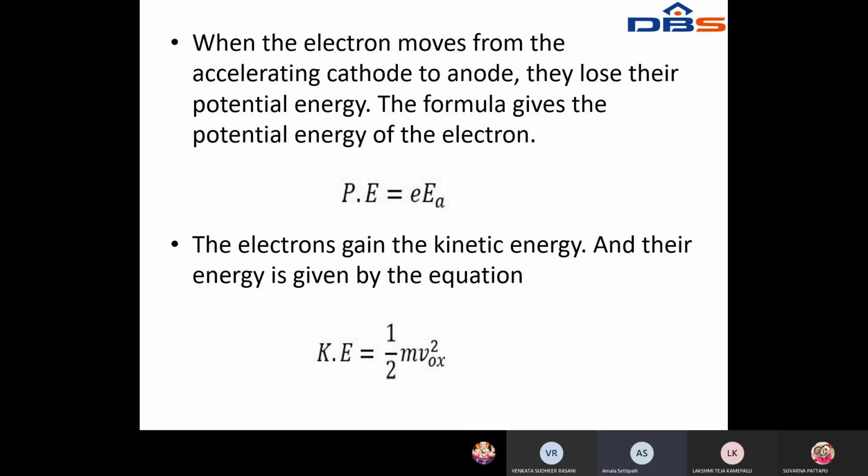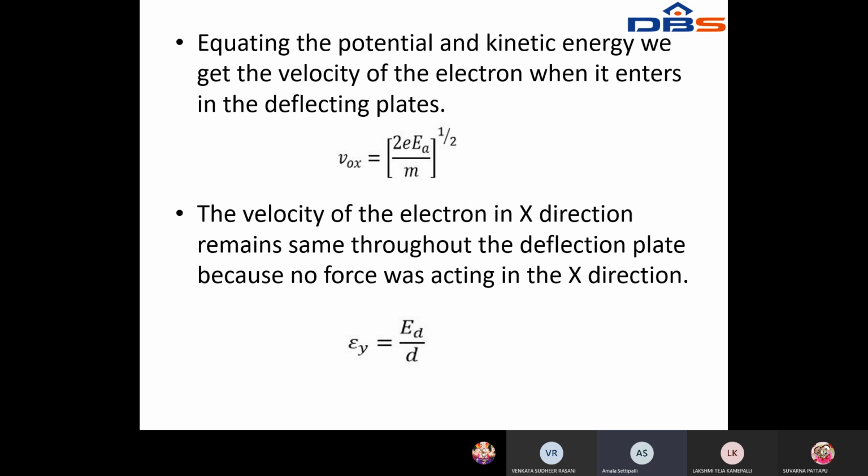The electron loses potential energy, but the electron gains kinetic energy. The kinetic energy is given by K equals half mv squared. All of you know the potential energy formula and the kinetic energy formula. So here you can write the kinetic energy K equals half m Vox squared.